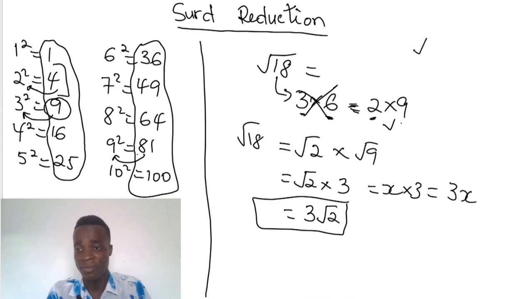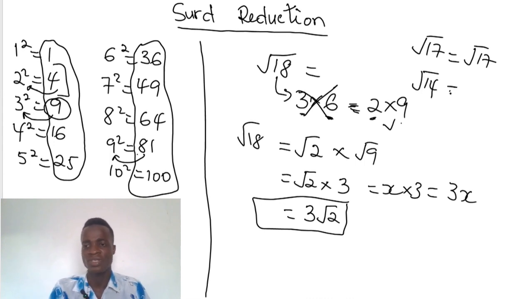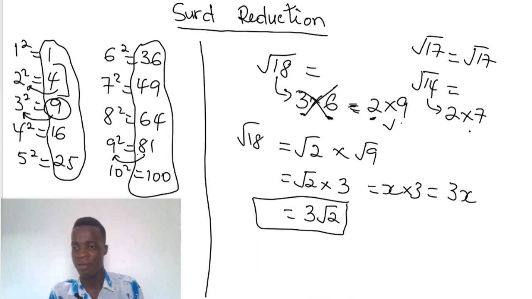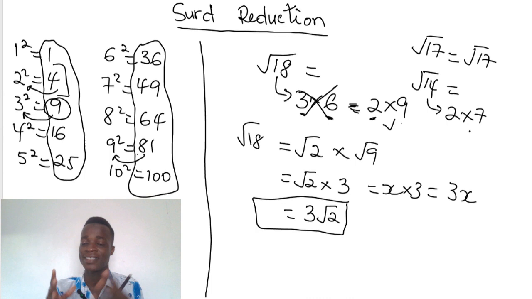But we cannot do the same thing for square root of 17. Why? Because 17 is a prime number. If it's a prime number, the answer is square root of 17 again. Take square root of 14, for example. 14 is not a prime number and not a perfect square, so we try to break it down. The only pair is 2 times 7. 2 is a prime number and 7 is a prime number.